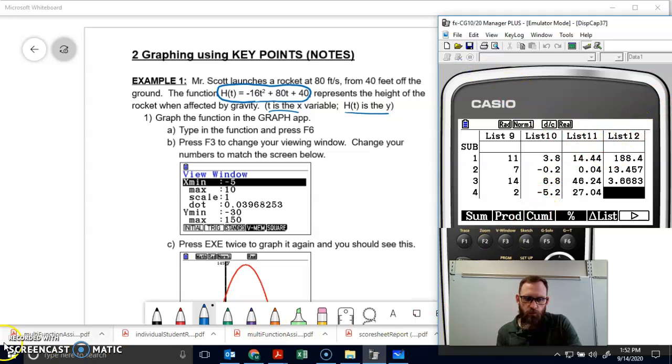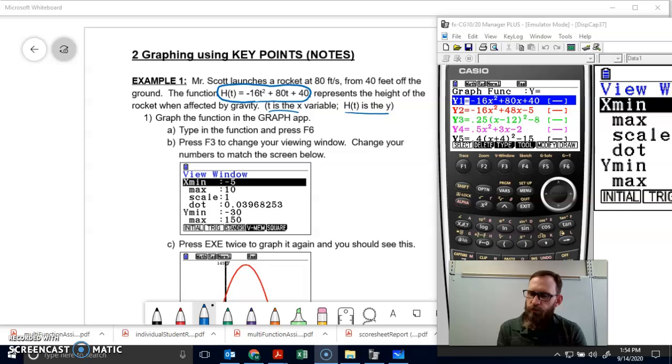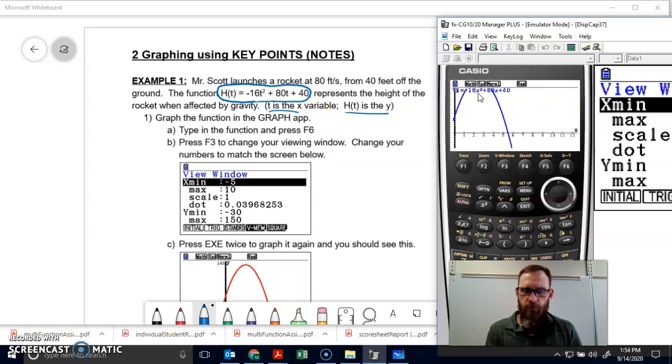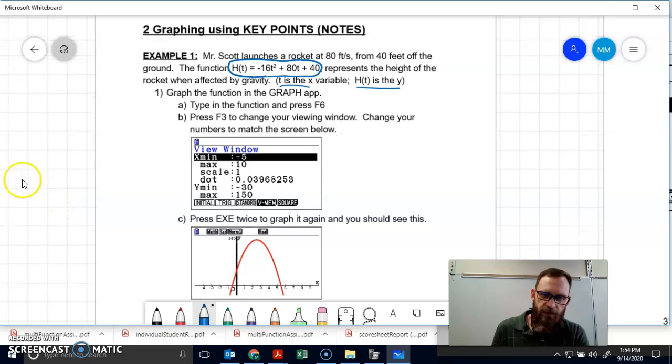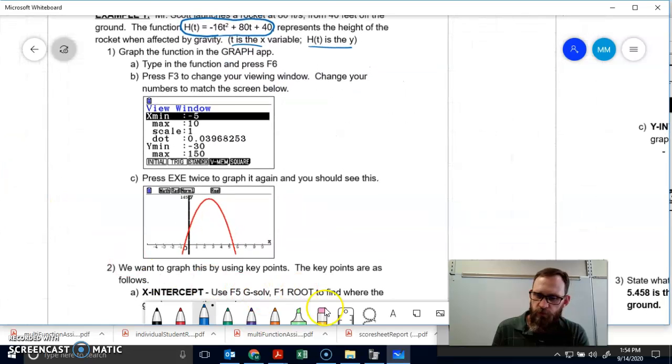and you can see that I have the equation entered in. Ignore all the other ones. I'm just looking at the blue one, y1. Now I'm going to graph this, and I don't quite see the image. And on the notes here, I have the window settings that I would prefer you to use.